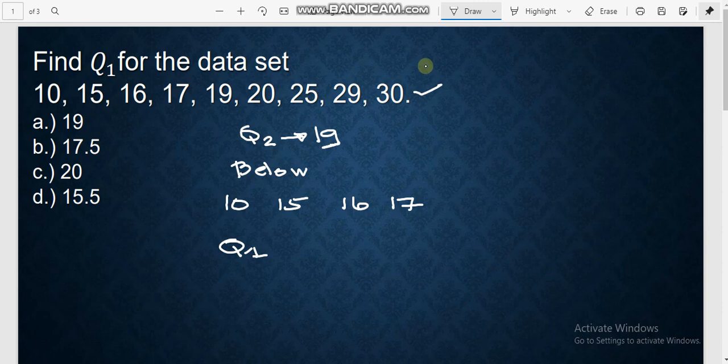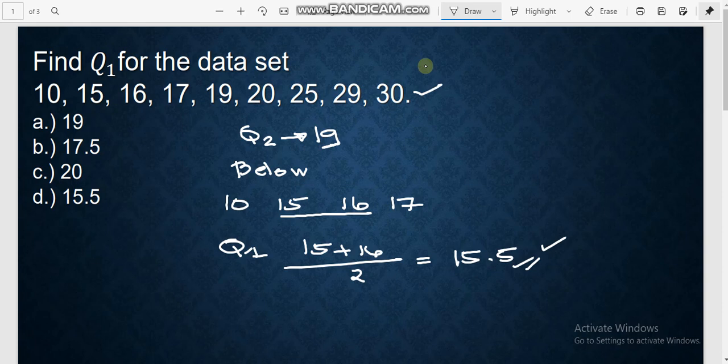What is the median? So that is the Q1, the median of the data that are below Q2. To solve this one, we have 15 and 16 as the two middle data. We need to add them and divide that by 2. Our answer is 15.5. So we already have our Q1, 15.5. For this question, our answer is letter D, 15.5, the Q1 of the given data set.